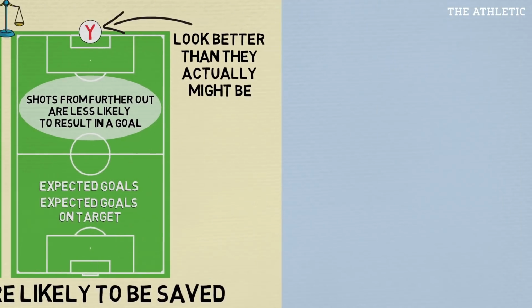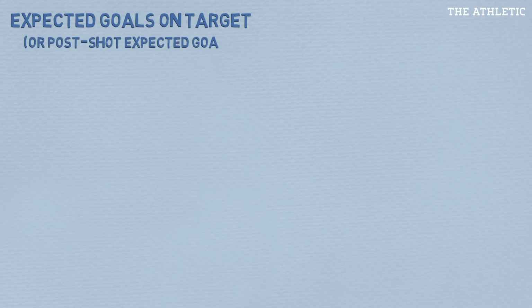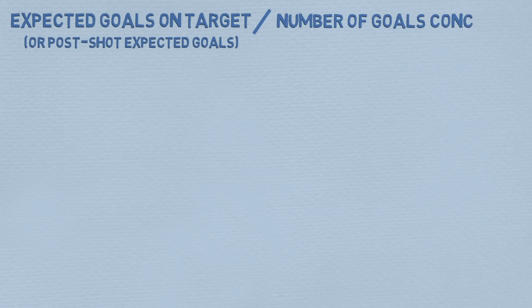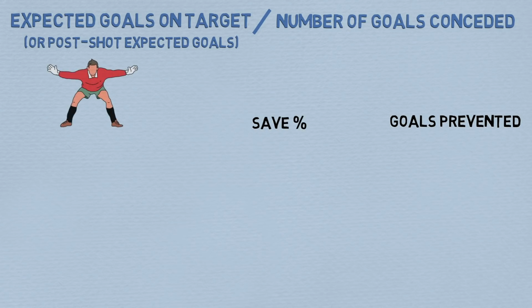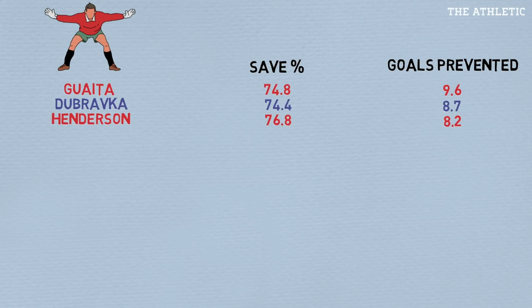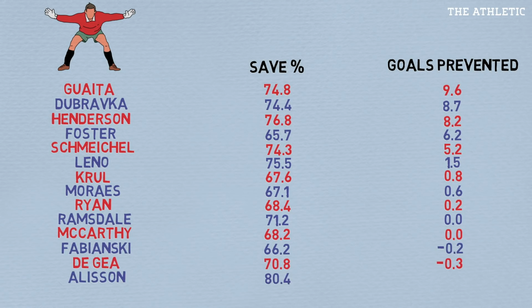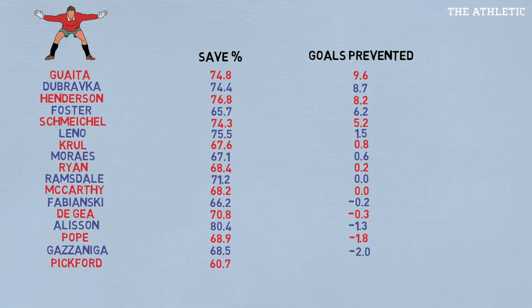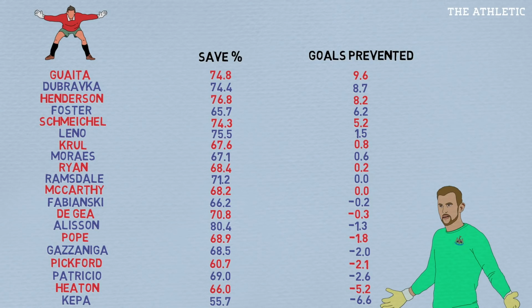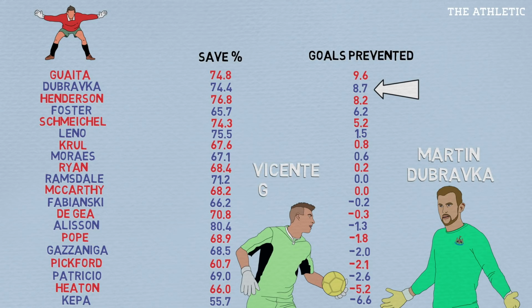Instead, comparing the quality of on-target shots by using expected goals on target, or post-shot expected goals, to the number of goals conceded adds much needed context to a goalkeeper's numbers. Goals prevented tells us how many goals a goalkeeper saved, given the quality of the shots that he's faced, compared to the average goalkeeper. Through doing this, as the graphic shows, Martin Dubravka looks far better than his save percentage says that he is. And Vicente Guaita looks like a world beater.